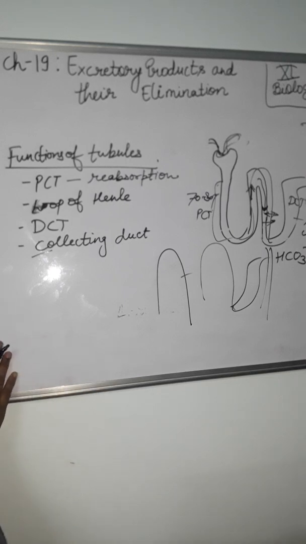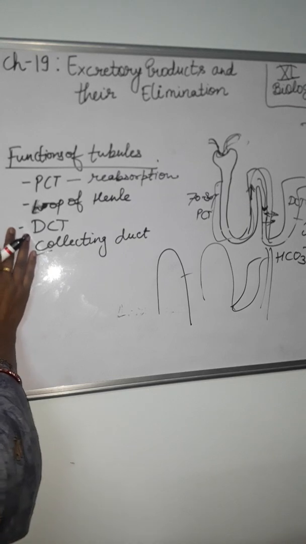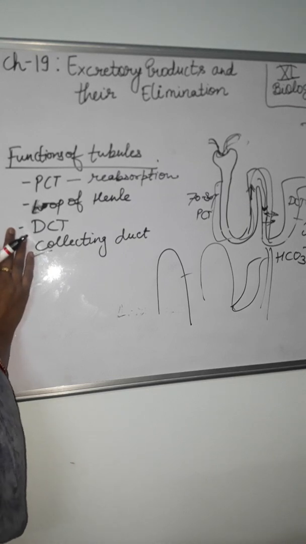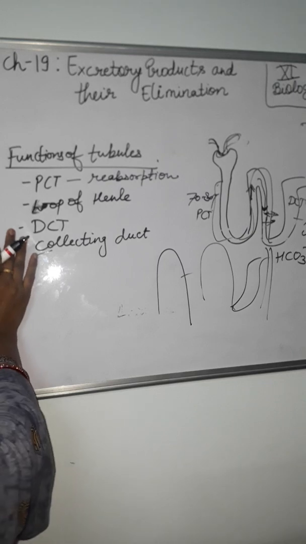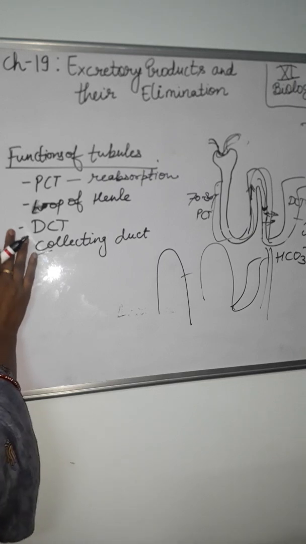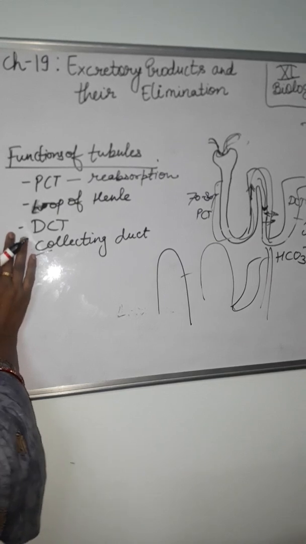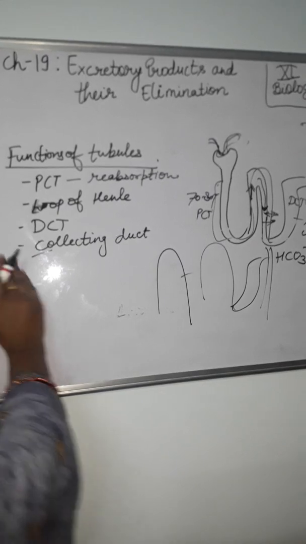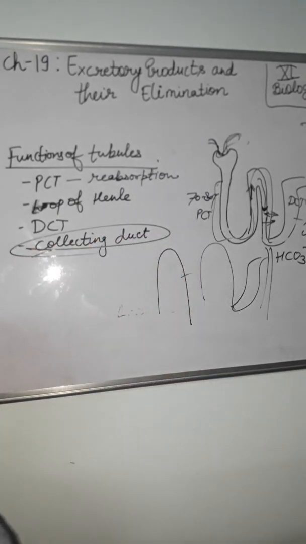Now next one is DCT. DCT का काम क्या है? Conditional reabsorption of the sodium and water take place in this region, reabsorption. Okay, now fourth one, that is collecting duct. Large amount of the water are reabsorbed from this region. Water reabsorbed basically in this region.